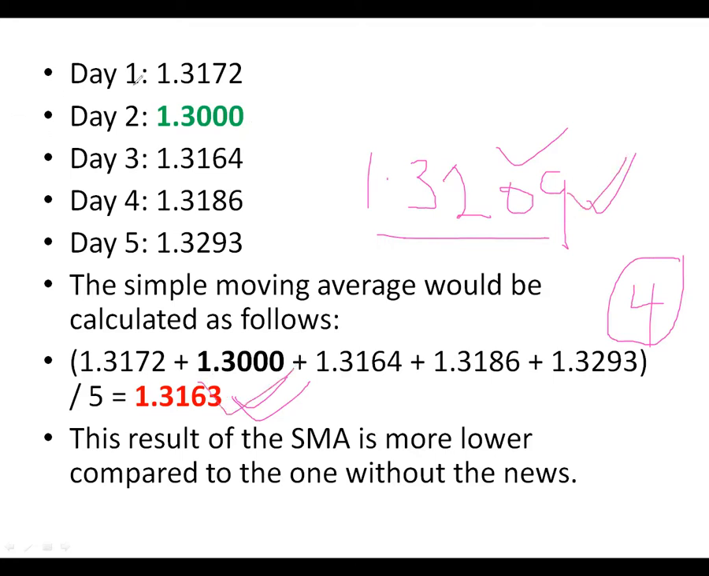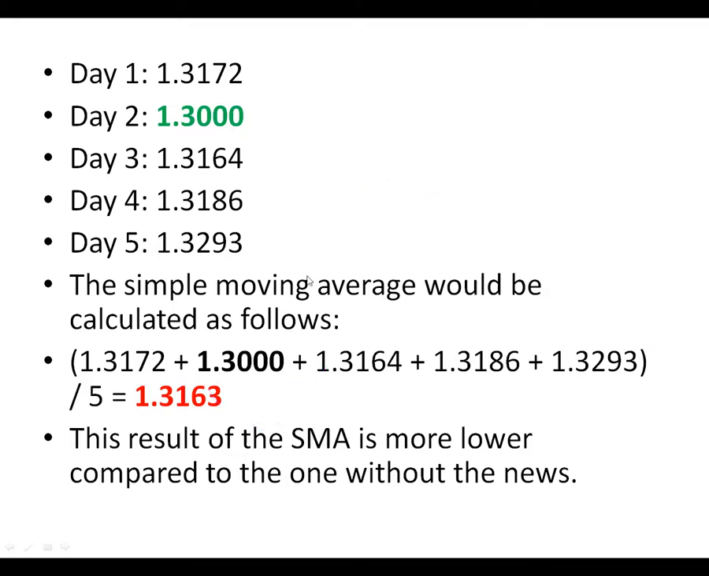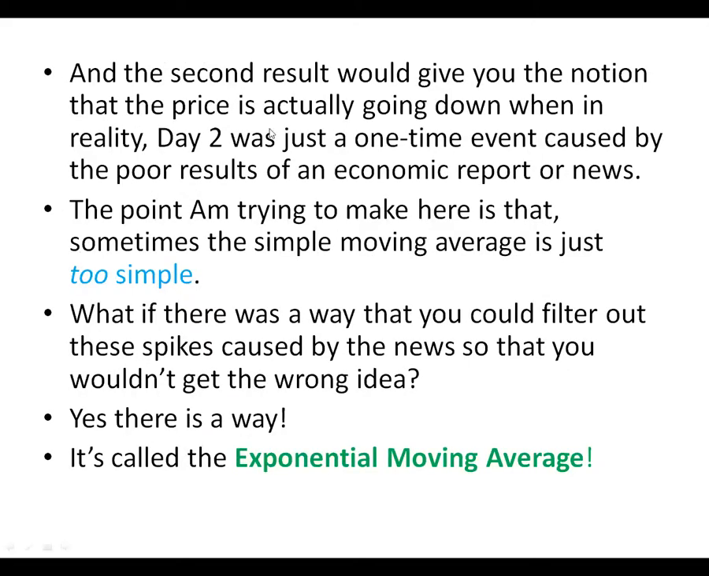So you will see that the news has affected the calculations of the simple moving average. So we are saying that when there is news, the simple moving average can actually be distorted. It can give you fake results because of what? The news. So if that be the case, all we are trying to say is that the second day's results, the one with the news, will give you the notion that the price is actually going down, when in reality, day 2 was just a one-time event that caused the poor result of an economic report or news. That is caused by a news report.